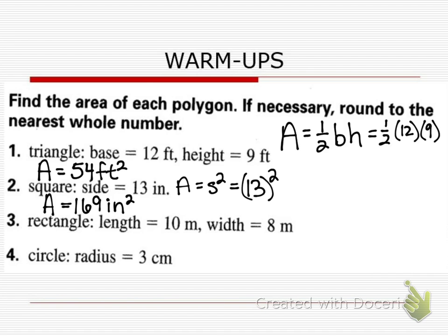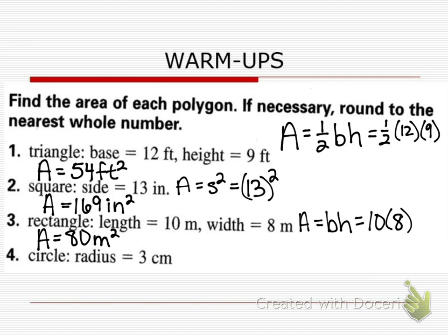How do we find the area of a rectangle? Base times height, or some people call it length times width. I prefer base times height. Either way, we multiply our two dimensions together. So we have 10 times 8, which gives us 80. My units, meters squared.